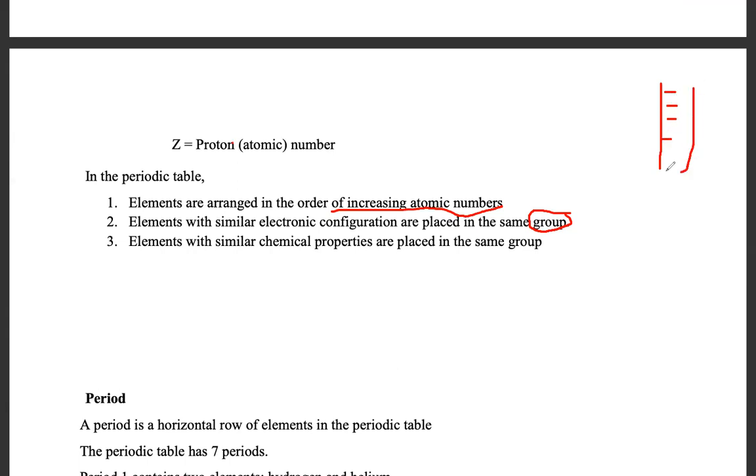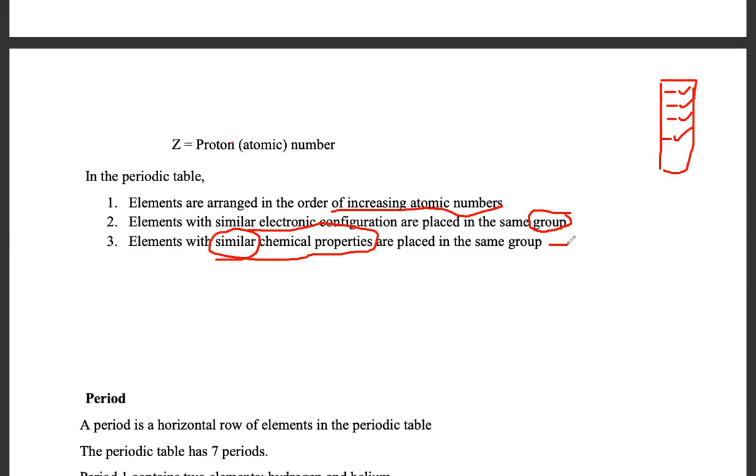All these elements that are in a particular group have similar, they may not be the same, but they have similar chemical properties. Meaning, the way this element which is here reacts, it's similar to this, similar to that, similar to that. But they may not be exactly the same, but there are some similarities. That's what this point is saying.